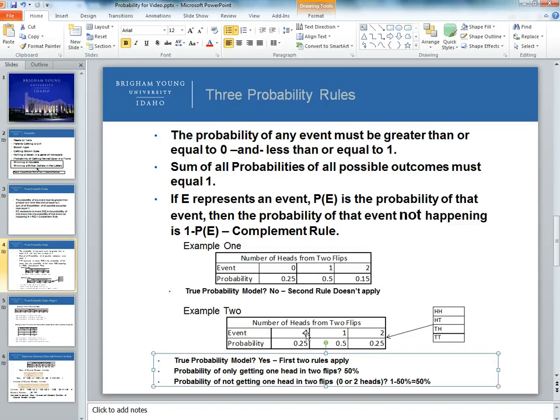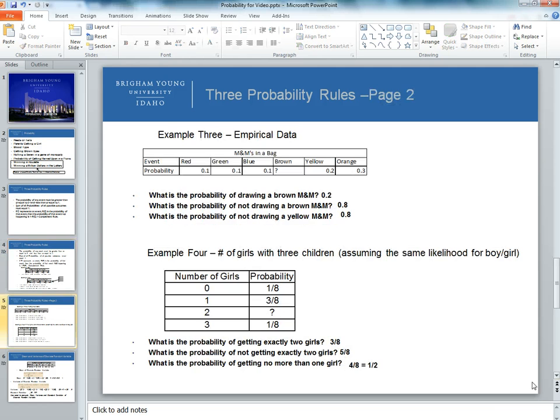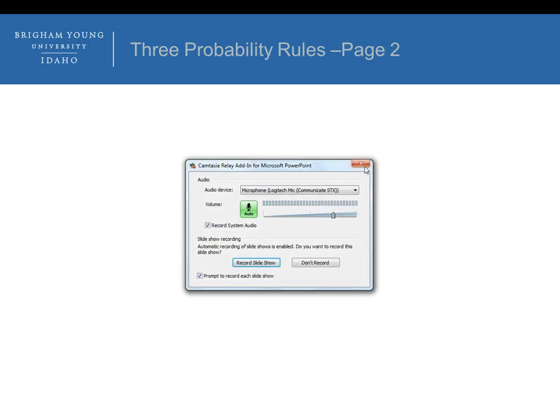Now, if we change it so that the probability of getting 2 heads goes from 0.15 to 0.25, and you sum these probabilities up, then the answer would be yes, those sums would be equal to 1, and all of the other probability rules would apply as well. So for instance, the probability of getting only 1 head in 2 flips would be 50%, and the probability of not getting 1 head in 2 flips is 1 minus 50%, which is 50%, or you could say 100% minus 50% is 50%.